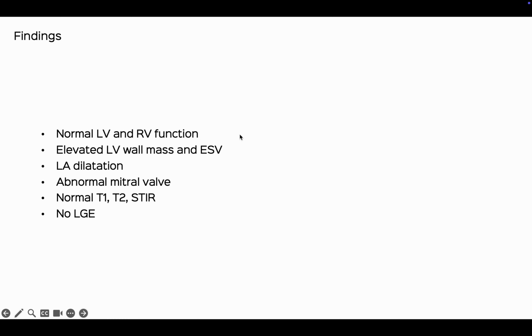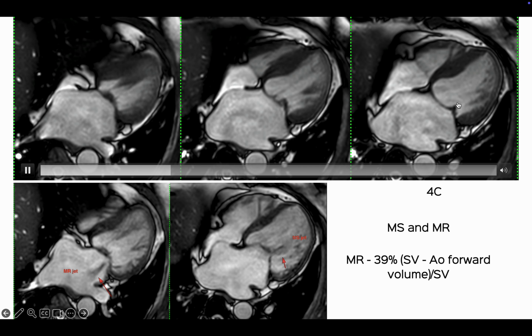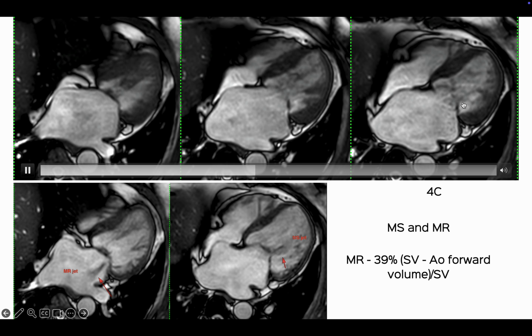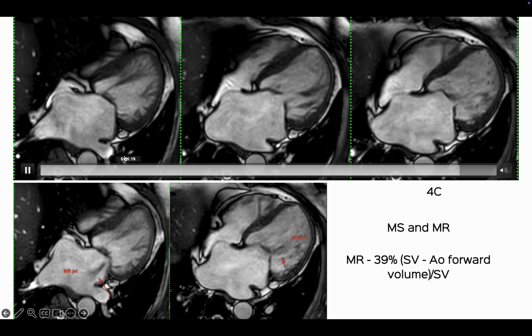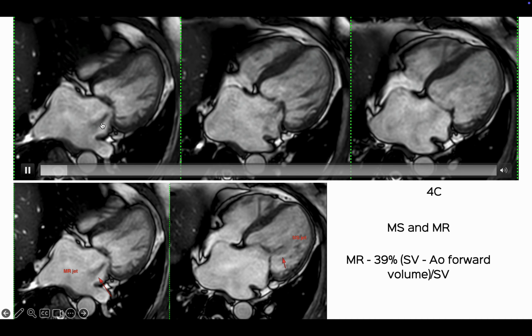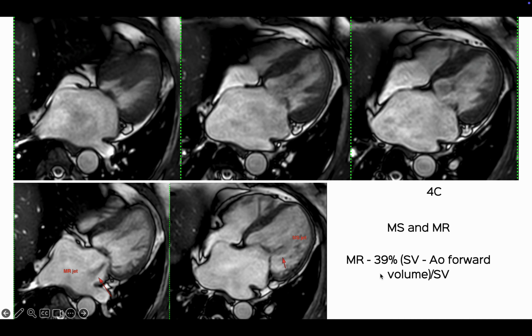If you just look at the findings here, there's normal LV and RV function. There was elevated LV wall mass and end systolic volume. LA is dilated. There's something wrong with the mitral valve. There's normal T1, T2 STIR, and no late gadolinium enhancement. Now, if you look at the mitral valve area, you can clearly see that there's restricted opening and mitral stenosis. There is mitral regurgitation here. When we measured, the regurgitant fraction was about 39%.